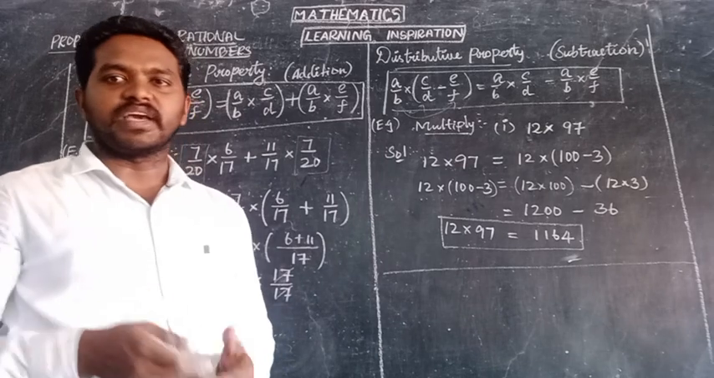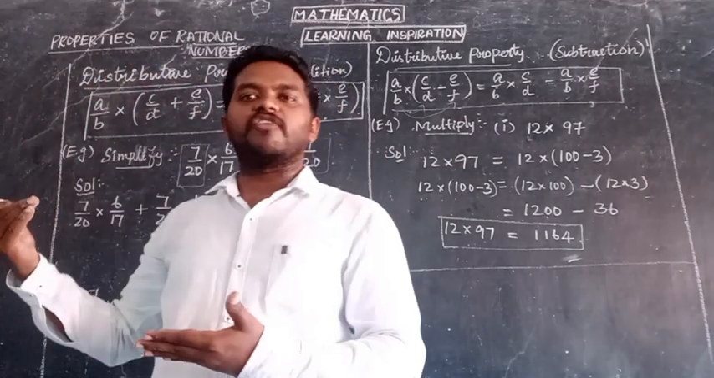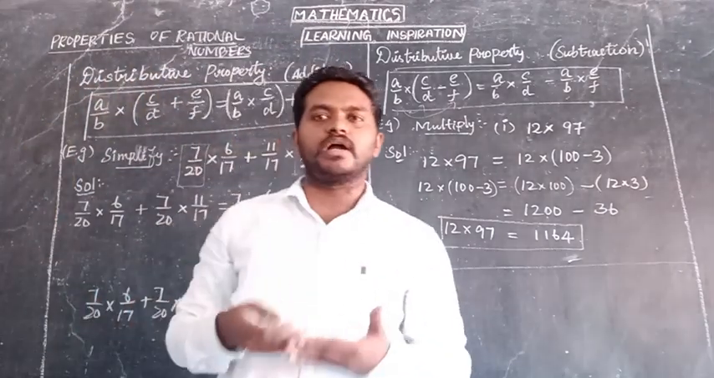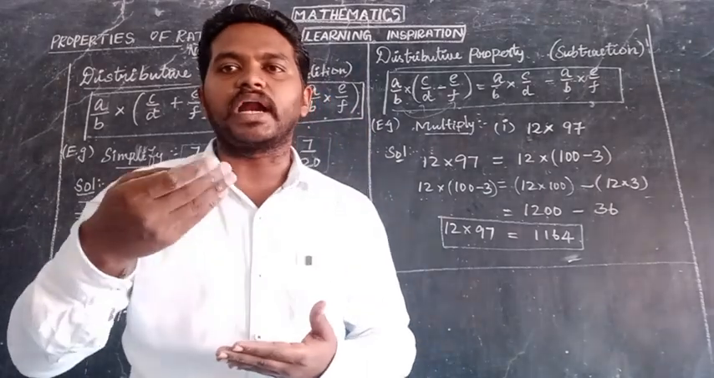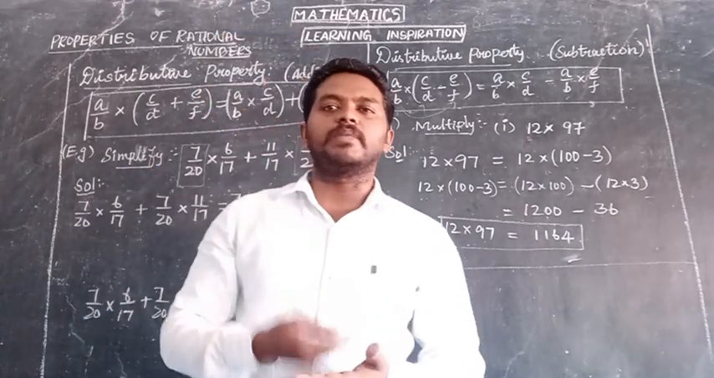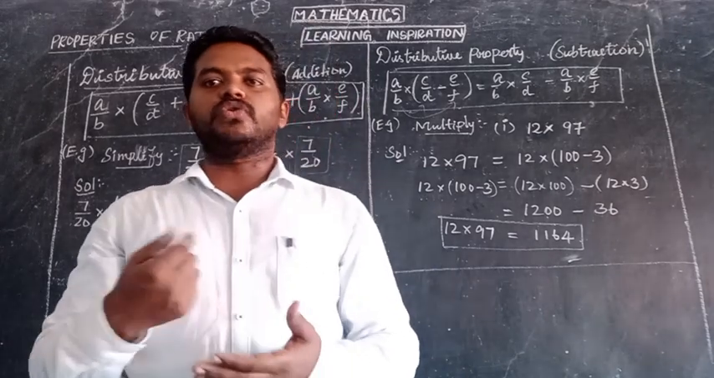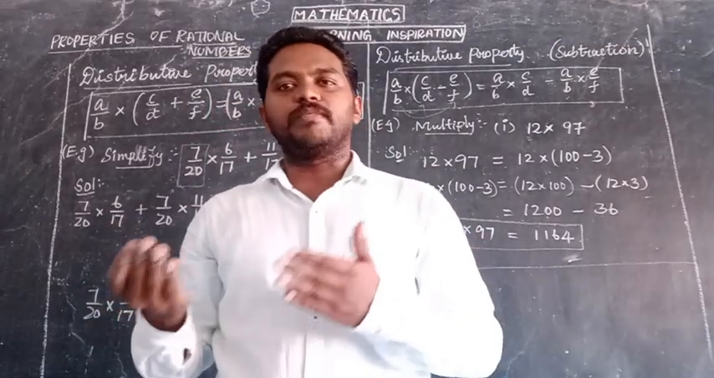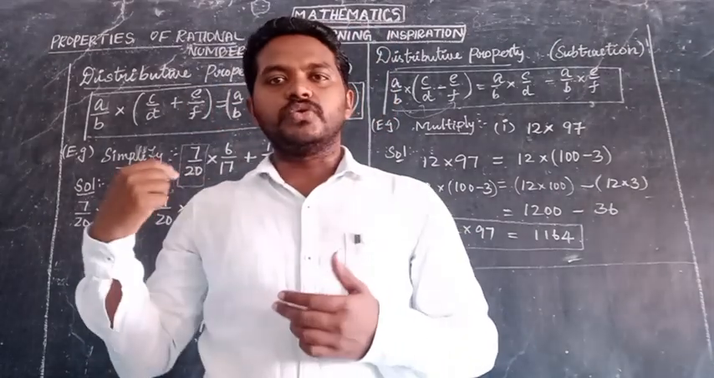Similarly, we can do the same with the distributive property of multiplication over addition, for example with the number 102. We can write the number as 100 plus 2. Similarly, we can multiply any number using this property.